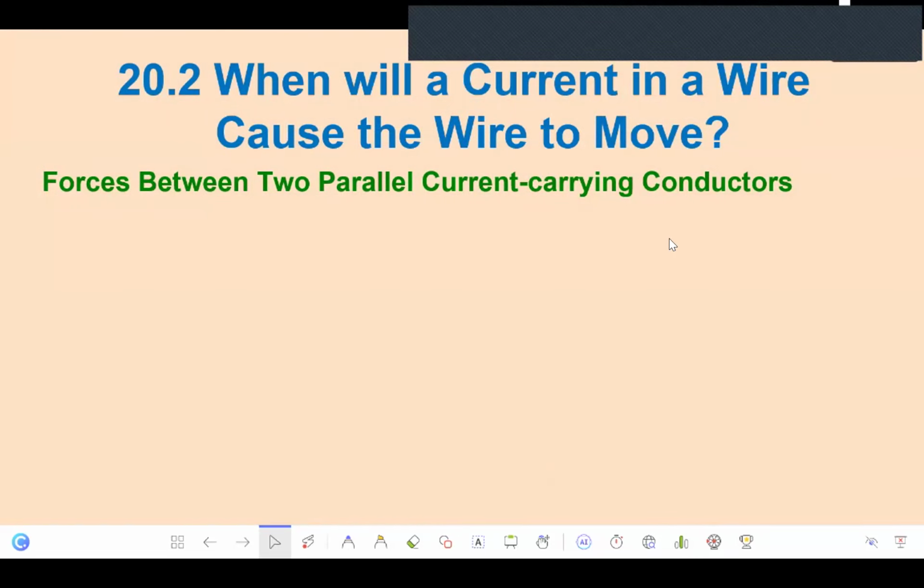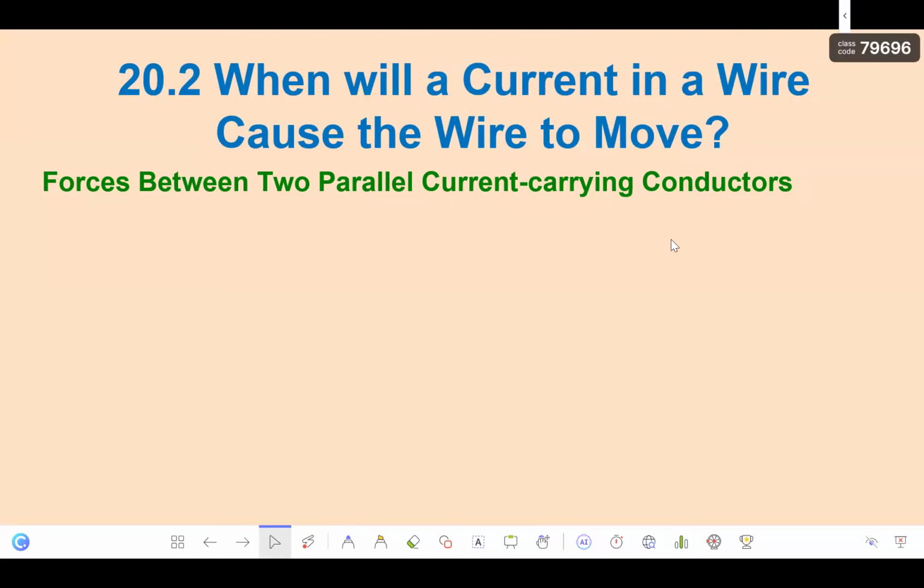Other than a current carrying conductor in a magnetic field, we can also have two current carrying conductors placed near to each other. They will also experience a force because there is a magnetic field generated by each current carrying conductor. So again, there will be an interaction of two magnetic fields, and again, it will produce a force.